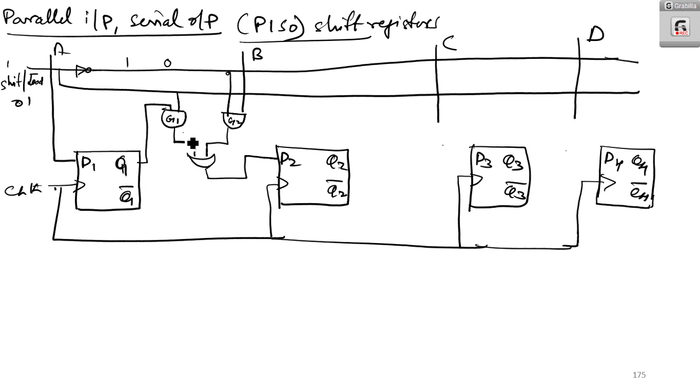If shift is 0, the output of G1 will be 0, whereas the output of G2 will be B.1. So B will be going into D2.